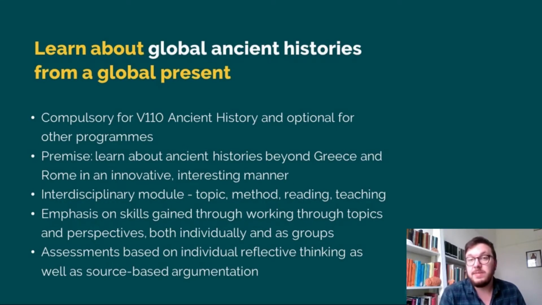Now, it's an interdisciplinary module, and I mean that in a wide range of senses. It's interdisciplinary in terms of its topic, so we'll be looking at things beyond the normal canon in classics and ancient history, stretching into other disciplines, looking at Egypt and China, South America, things like that. It's also interdisciplinary in terms of its method, the way that we teach the module, the reading that's assigned to it, and it's also interdisciplinary in terms of who actually teaches the module.